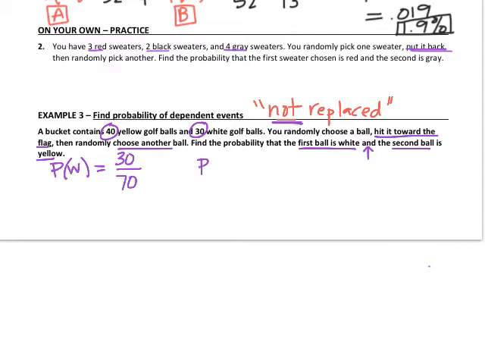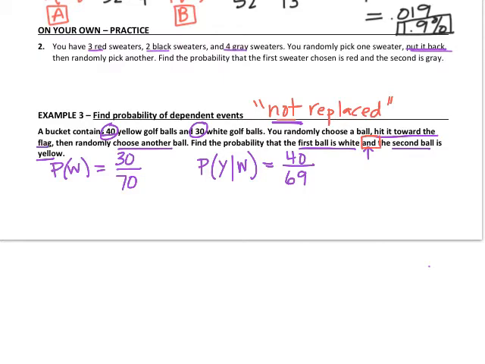But the second time we go to pull a ball out, what's the probability that the second ball is yellow, given that we already took a white one out of the bucket? Okay, how many balls do we have left in the bucket if one got hit toward the flag? That first white ball got hit toward the flag, and now there are only 69 balls left in the bucket. And how many of them are yellow? Well, there are 40 yellow balls left in the bucket. And we're looking for a joint or both kind of answer here.